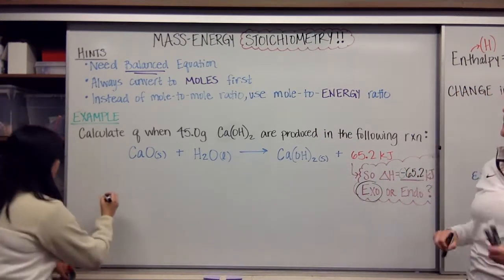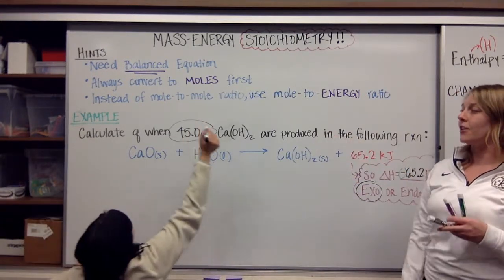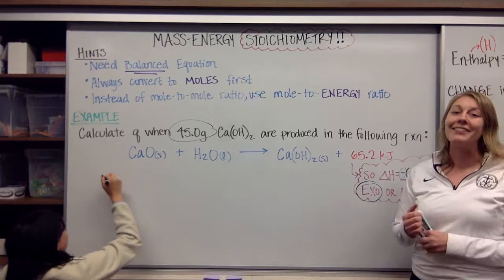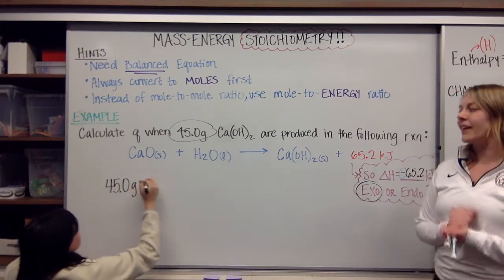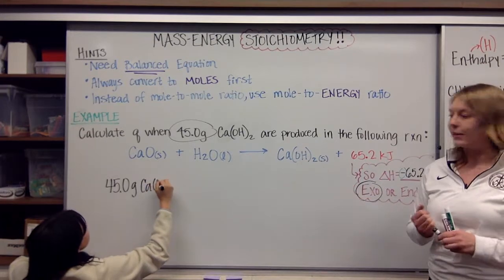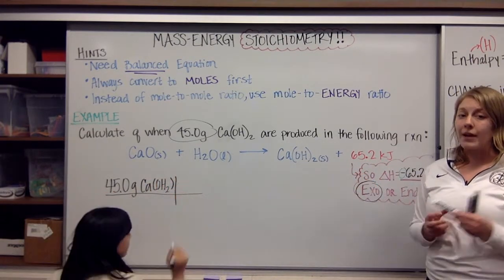You're going to write. Okay, so what are we starting with here? Just like any stoichiometry, we need to find what our starting point is. Our only given is 45.0 grams. And do we need to write CaOH2? Of course we need to write CaOH2.